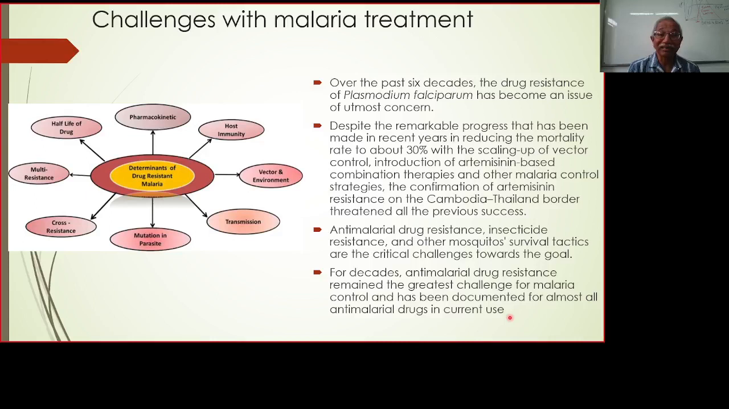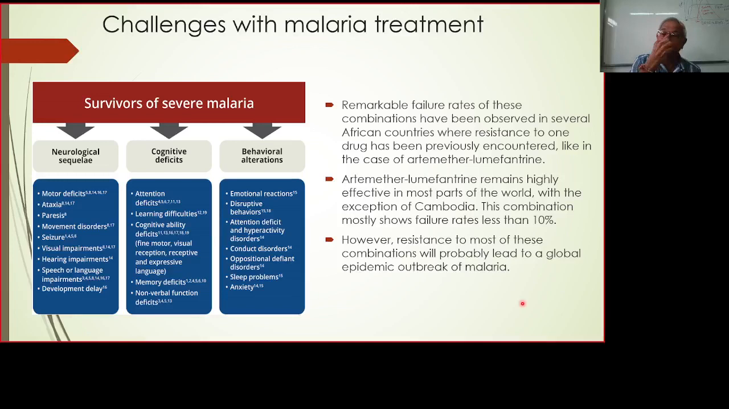Antimalarial drug resistance and insecticide resistance: they used different types of insecticides rampantly, and the mosquitoes and parasite became resistant to that. So nowadays DDT doesn't work. You spray as much as you want, the mosquitoes don't die, the Plasmodium and the parasite don't die. So antimalarial resistance, insecticide resistance, and other mosquito survival tactics are the clinical challenges, because mosquitoes have survival tactics. They survive in spite of all these killing things. And antimalarial drug resistance remains the greatest challenge for malaria control and has been documented for almost all antimalarial drugs in current use. And that is what I am saying, that the money is not with the people who are suffering from malaria. Money is with the people who don't have malaria.